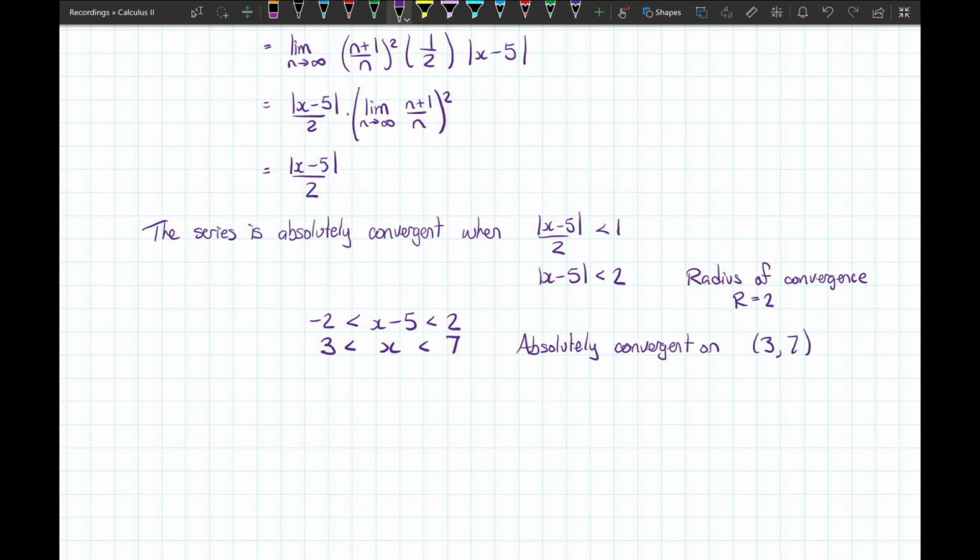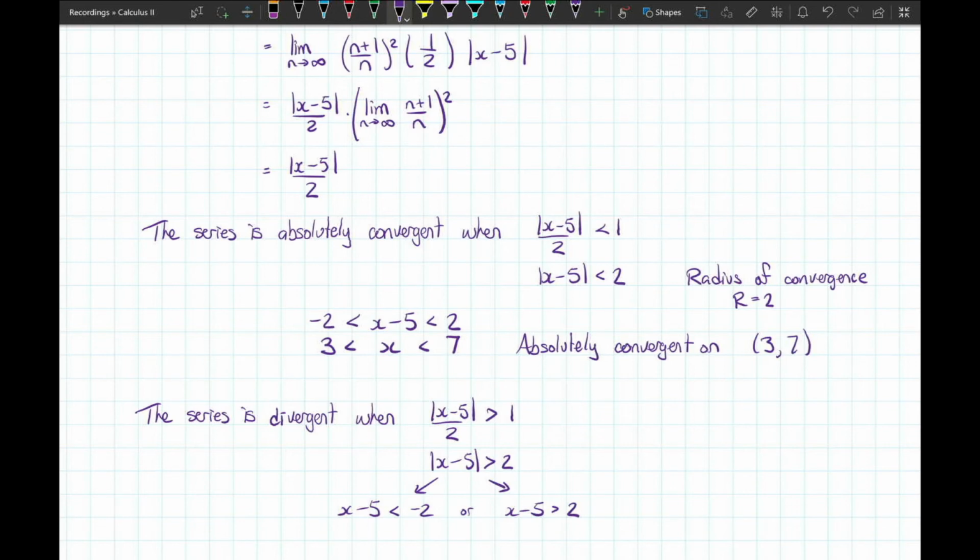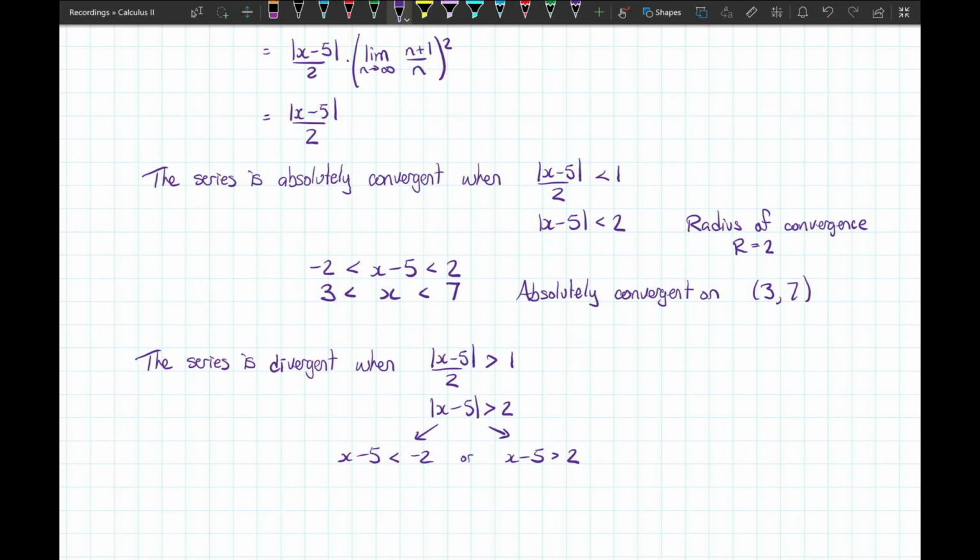Now, from the ratio test, we also know that the series is divergent whenever that ratio is greater than 1. Knowing that the series is divergent whenever the absolute value of x minus 5 all over 2 is greater than 1, we can even solve that inequality to give intervals where the series is divergent. This is equivalent to the absolute value of x minus 5 being greater than 2, and that can be split up into two inequalities. Either x minus 5 is less than negative 2, or x minus 5 is greater than positive 2. We can't turn that into a sandwich inequality in this case. Solving each of those inequalities separately, we can just add 5 to both sides. So we know that the series is divergent on the interval from negative infinity to 3 and from 7 to infinity. And we'll use the union symbol to join those together.